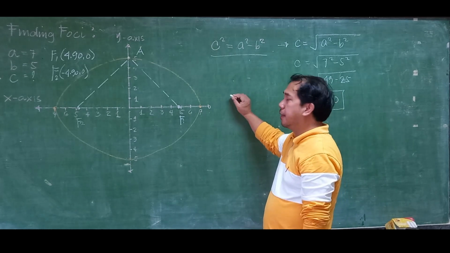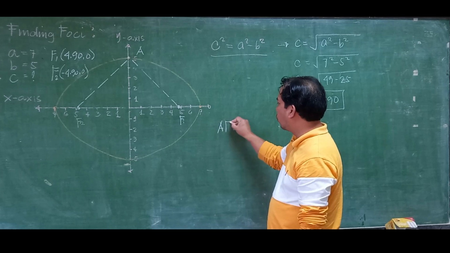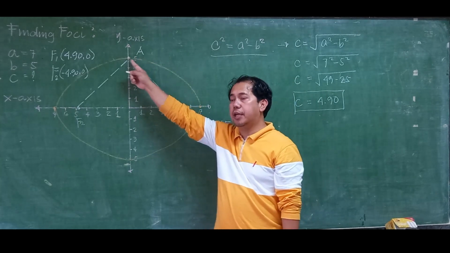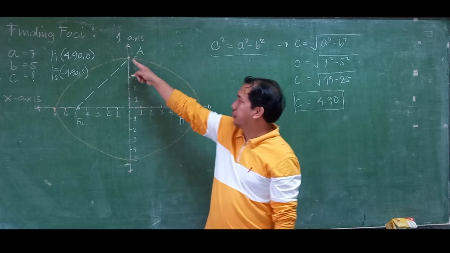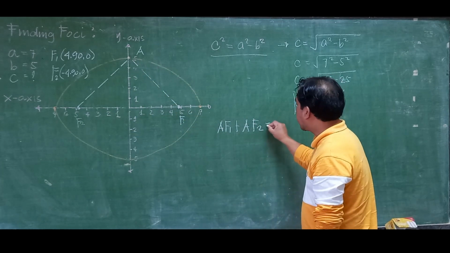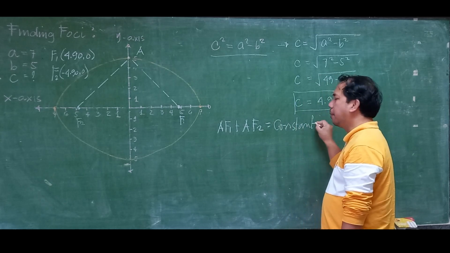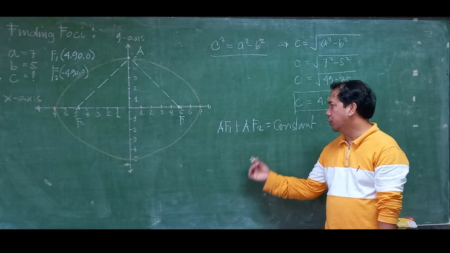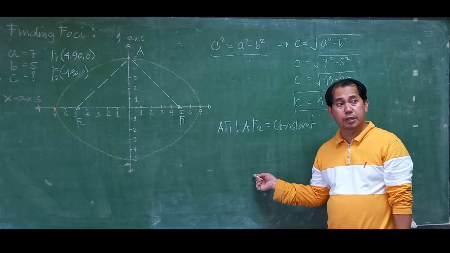So it says in there, the segment from point A going to focus 1 plus the segment from point A going to focus 2, the result is constant. Now, our problem is, what is that constant? Now, how do you do that one? Again, what are you going to make use of? The same as the distance formula.